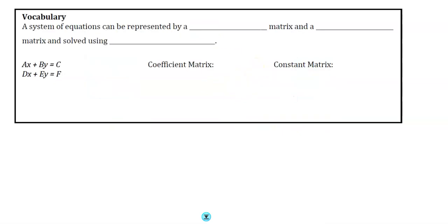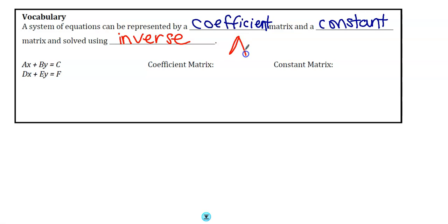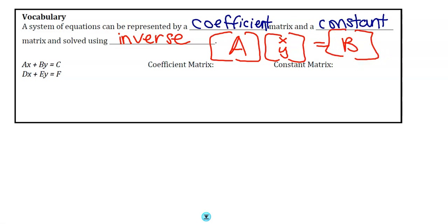Excellent. Now let's go to the next one. A system of equations can be represented by a coefficient matrix and a constant matrix. So we're putting all the x's and y's into one matrix, and we're going to solve using the inverse. So it's going to be A times xy equals B. And how we're going to solve that is by trying to isolate the xy.